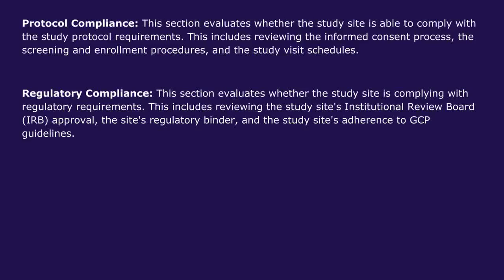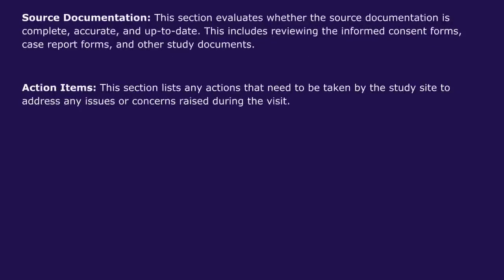Regulatory compliance. This section evaluates whether the study site is complying with regulatory requirements. This includes reviewing the study site's Institutional Review Board, IRB, approval, the site's regulatory binder, and the study site's adherence to GCP guidelines. Source documentation. This section evaluates whether the source documentation is complete, accurate, and up to date. This includes reviewing the informed consent forms, case report forms, and other study documents. Action items. This section lists any actions that need to be taken by the study site to address any issues or concerns raised during the visit.